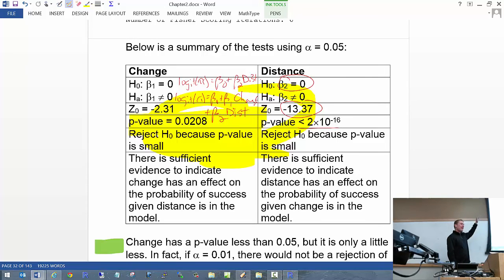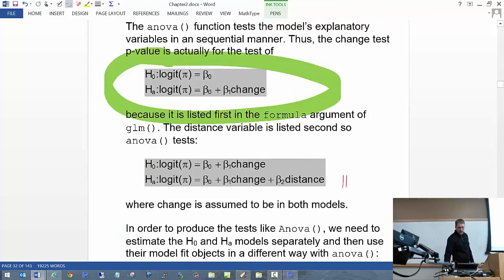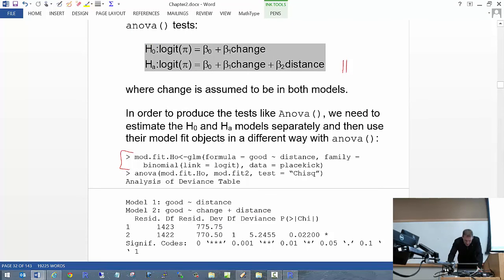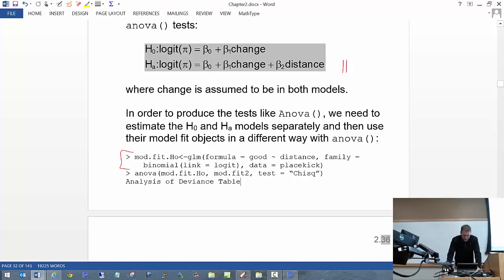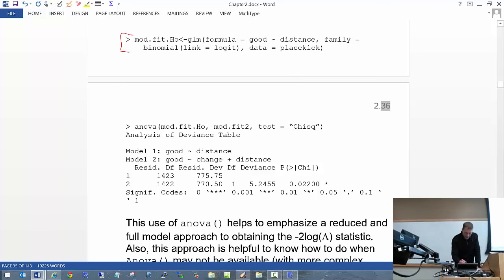So focus on those models there. We have fit the alternative hypothesis model. That's what we started off with. That's what's in mod.fit2. And I am just fitting now the null hypothesis model at the bottom of page 35, top of page 36. So here's my null model if I want to test the change variable.